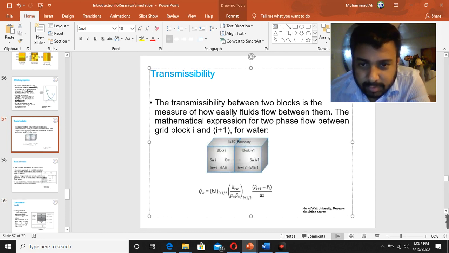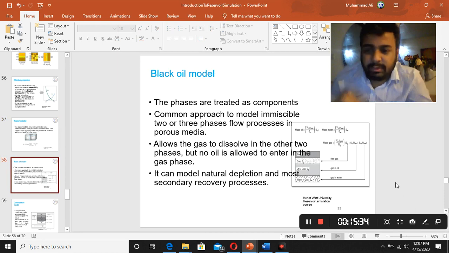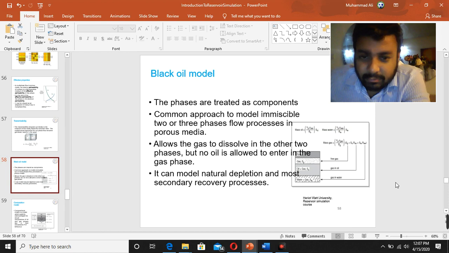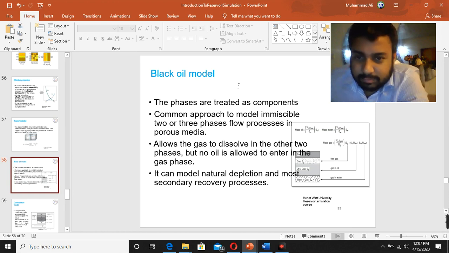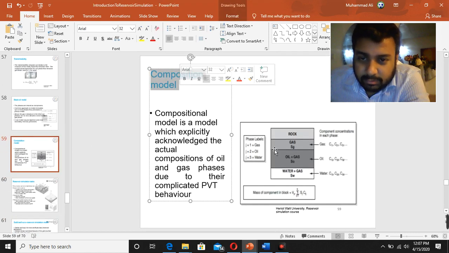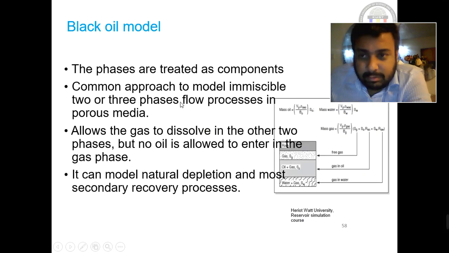So we have to know how easily fluids can flow between them, and the expression is usually I plus 1 that we use. Now going further, when we go for reservoir simulators, we have two kinds of reservoir simulation models. One is the black oil model, which you can see here, and the other one is the compositional model. These are the two models we use in reservoir simulation.